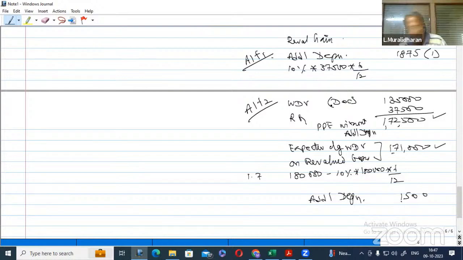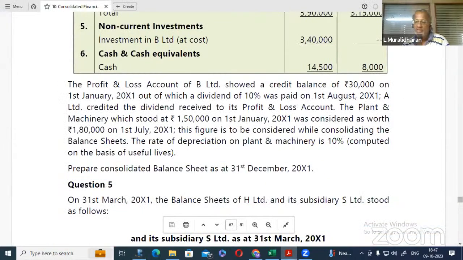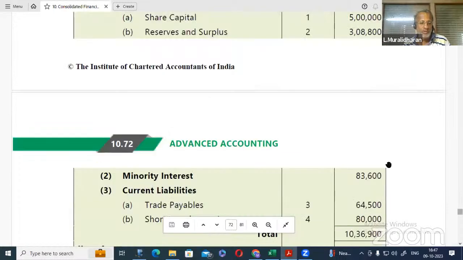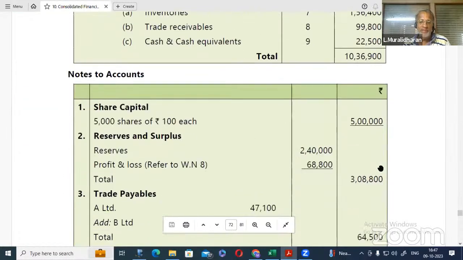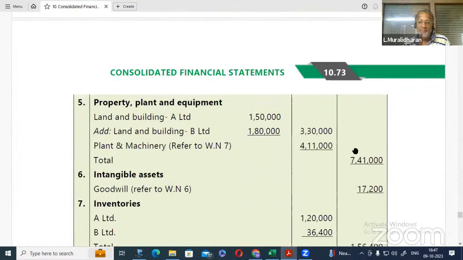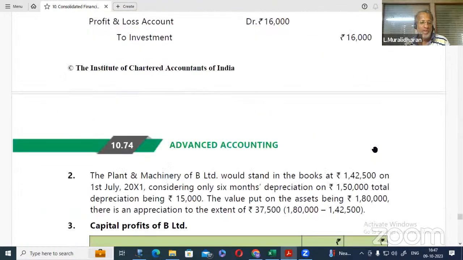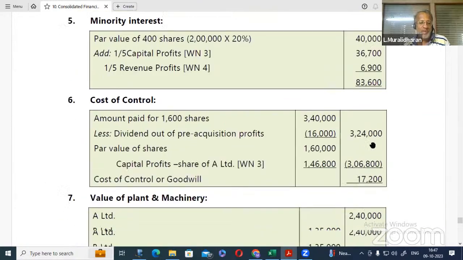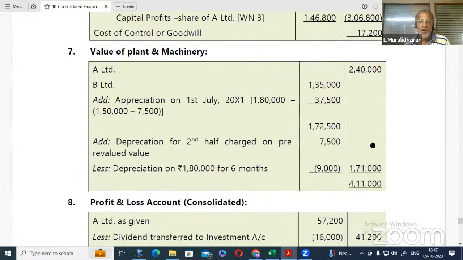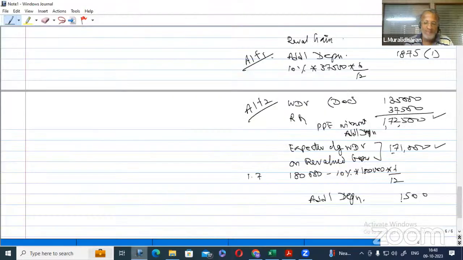Both the alternatives are correct, but you have got to choose only one. Now let us find out what the institute had done in their solution. Question number 4. How much is the additional depreciation that they have taken up? Let us take up additional depreciation for plant and machinery. They have a working note number 7, on which let us find out how they have worked. They have additional depreciation on pre-acquisition value of 6,000. 171,000 is what they have got. So that means the institute had worked out 171,000, alternative 2.